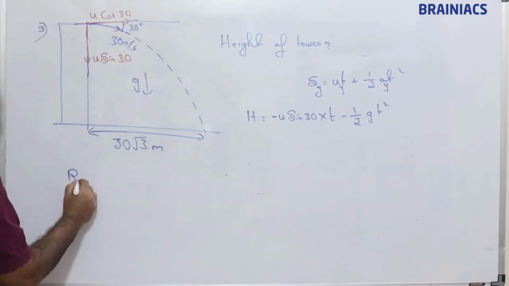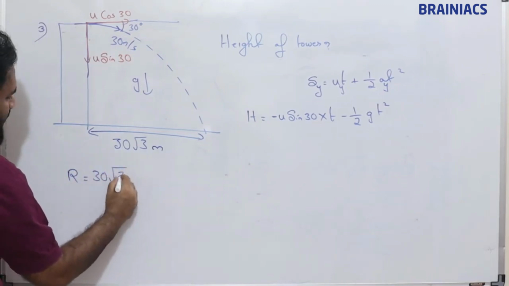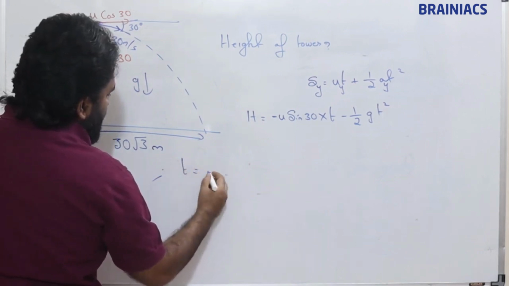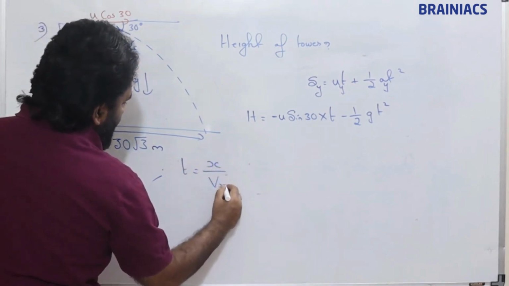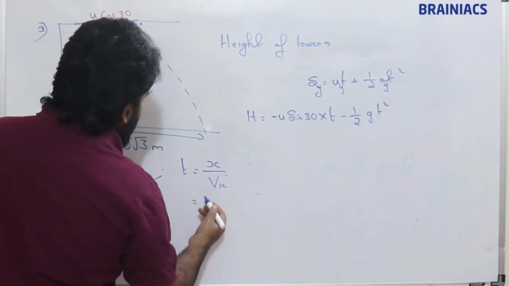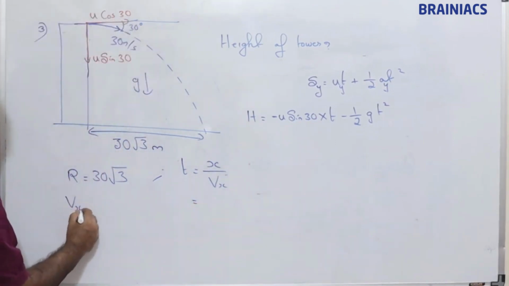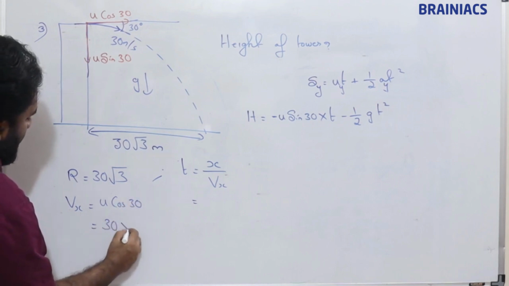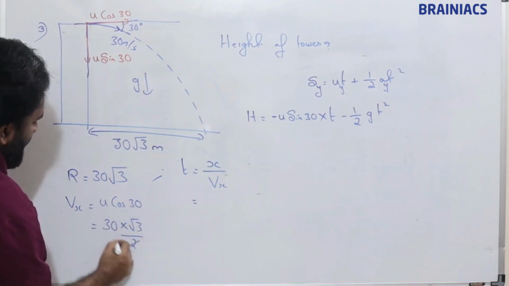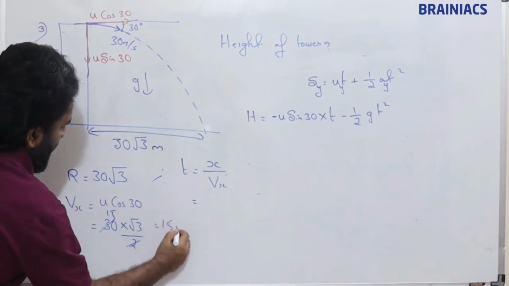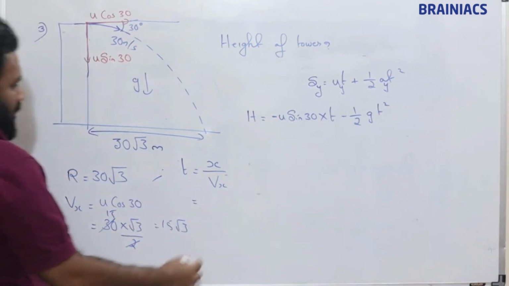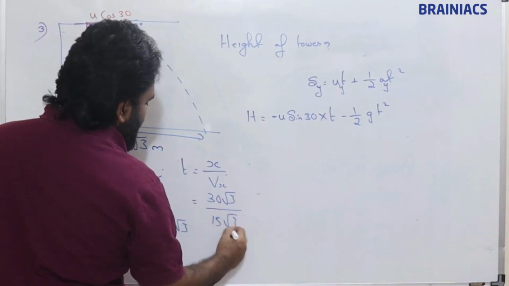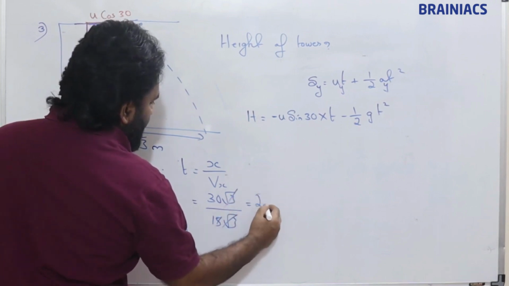So horizontal displacement, the range, is 30 root 3, and so we can say time t is equal to x by Vx. What is Vx? Vx is u cos 30, or 30 into root 3 by 2, we will be getting 15 root 3. So x is equal to 30 root 3, Vx is equal to 15 root 3. This will be cancelled off. We will be getting 2 seconds.